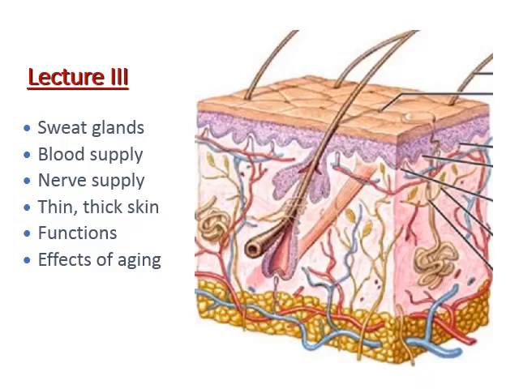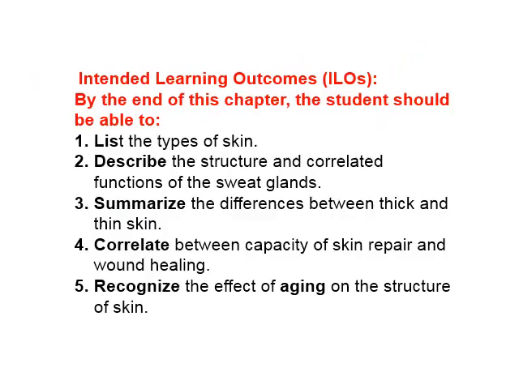In this lecture, we are going to talk about sweat glands, blood supply and nerve supply of the skin, thin and thick skin and the difference between both of them, functions of the skin, and lastly, the effect of aging on the histological structure of the skin.